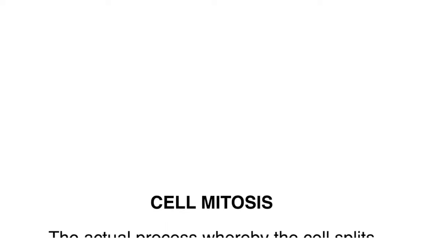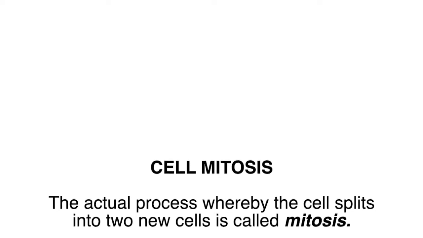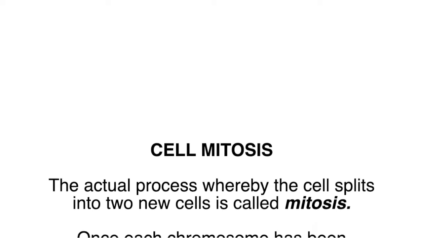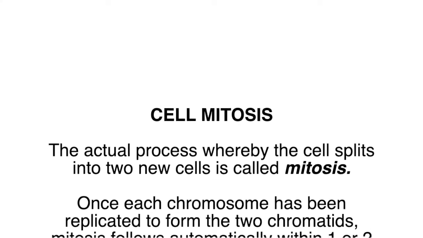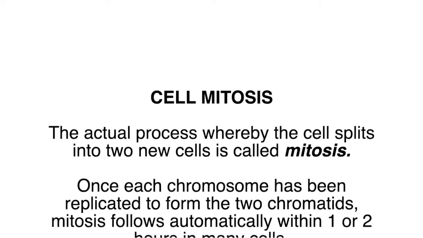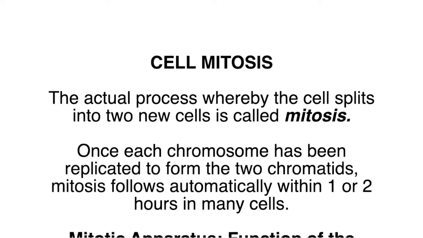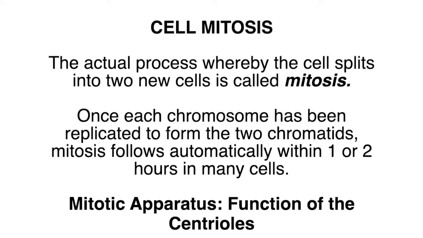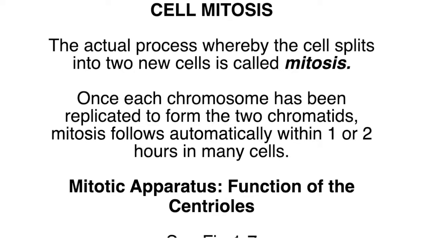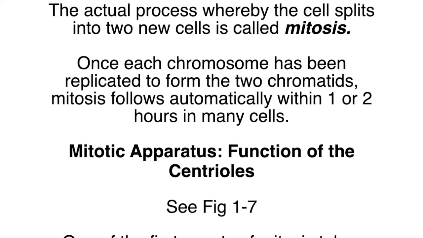Cell mitosis. The actual process whereby the cell splits into two new cells is called mitosis. Once each chromosome has been replicated to form the two chromatids, mitosis follows automatically within 1 or 2 hours in many cells. Mitotic apparatus. Function of the centrioles. See figure 1.7 shown earlier.